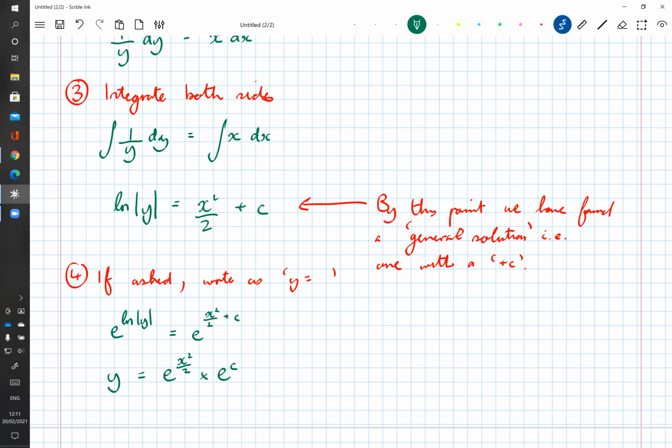And the common question would be to write this for y, but in a nice form. So e to the power of c is still a constant value. So we're timesing by a constant. So typically this would be written as something like this, ae to the x squared over 2, like that. So it seems that what I've told you so far is there's a lot of fudges involved in this.